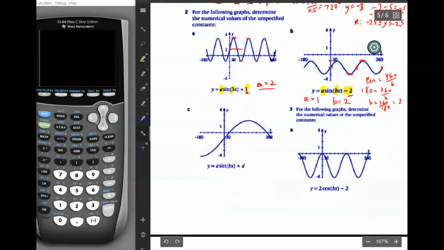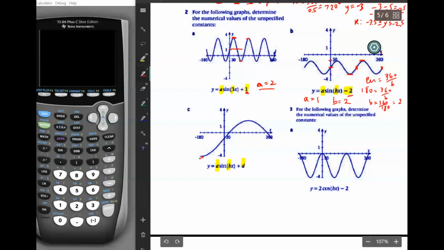C. So here they're going to ask us for the value for A, the value for B, and the value for D. They're asking for all three. So what about the value of A?